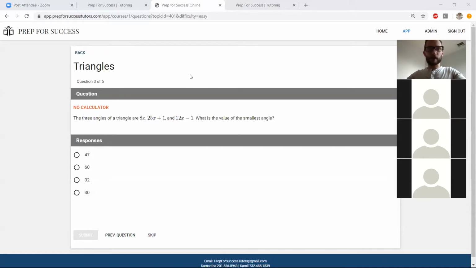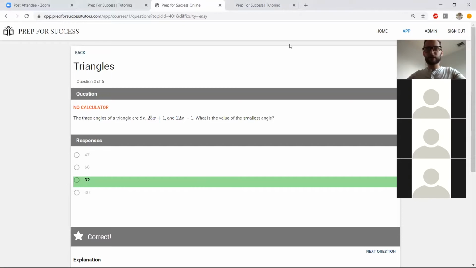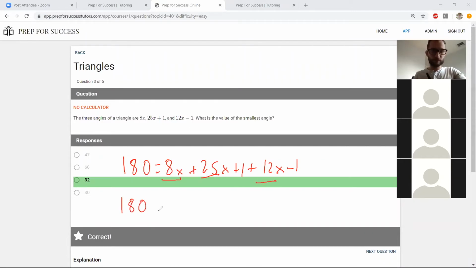Put your answers in. Most of you guys said C, 32. That is the correct answer. Very good. So how do we do this? Well, what do we know about a triangle? We just talked about it, a triangle has 180 degrees. So you take all these angles and add them up. So you do 180 equals 8x plus 25x plus 1 plus 12x minus 1. 8x plus 25x is 33x, plus 12x is 45x. So we have 180 equals 45x. And then 1 and negative 1 cancel. So then divide both sides by 45.